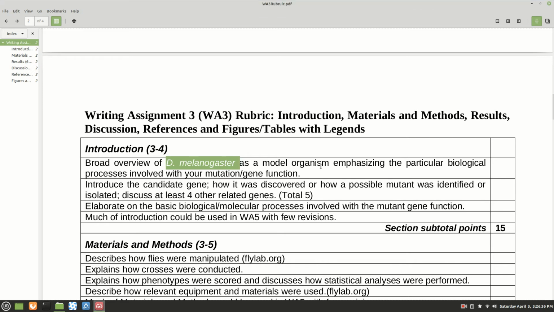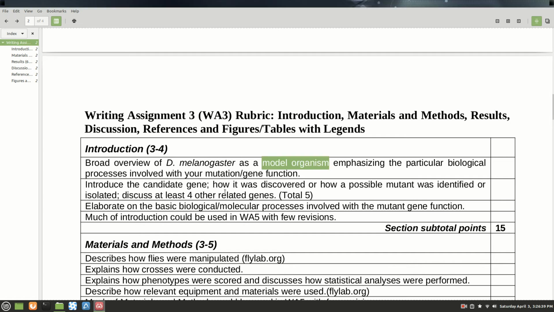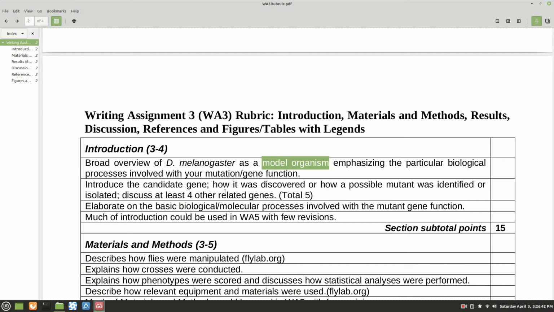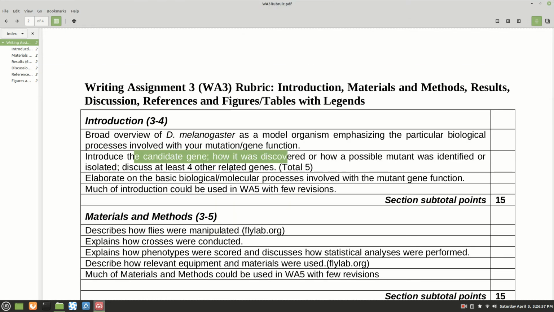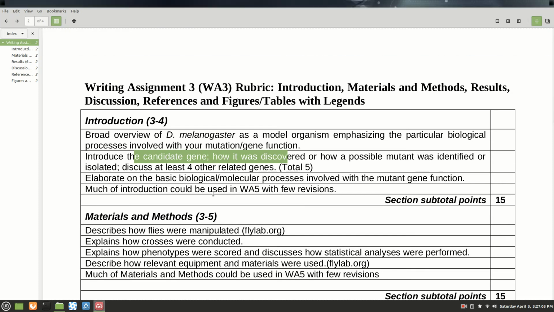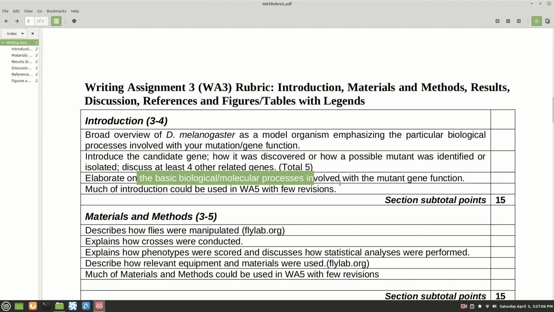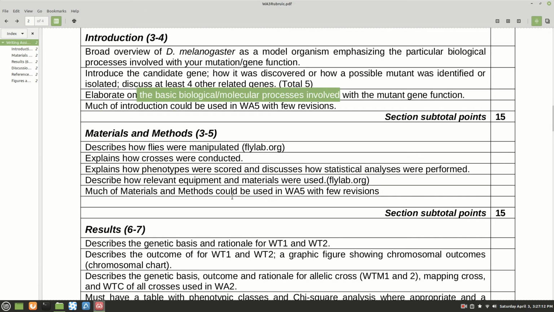And you have to know that a good model organism is, of course, cheap, and they don't take up a lot of space, things like that. Those are the things you need to talk about. All right. You, of course, need to include how the mutation was discovered and the other 4 related genes. That's more or less what you did in WA1. And that gives you a page or 2. So you really only need to add another page. You do need to elaborate more on the biological processes involved in your mutant's function here. But in general, you don't have a lot to do in the introduction, so it's only another page or so, and it doesn't count much over here.